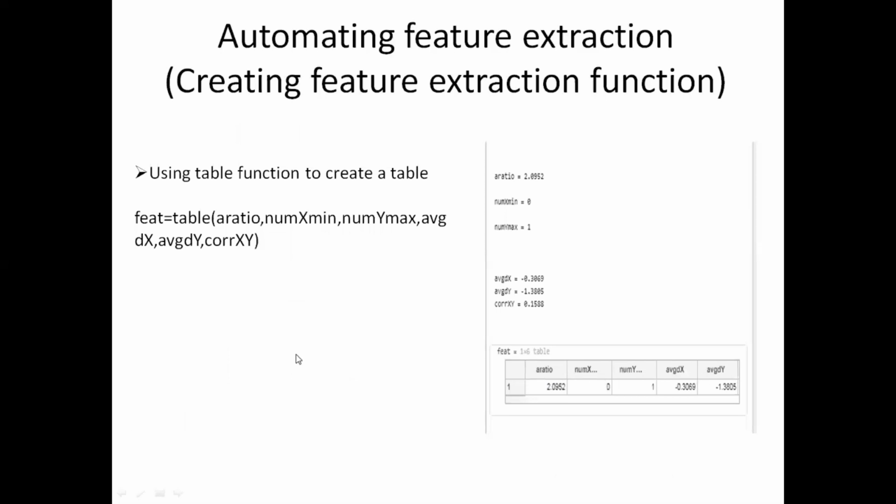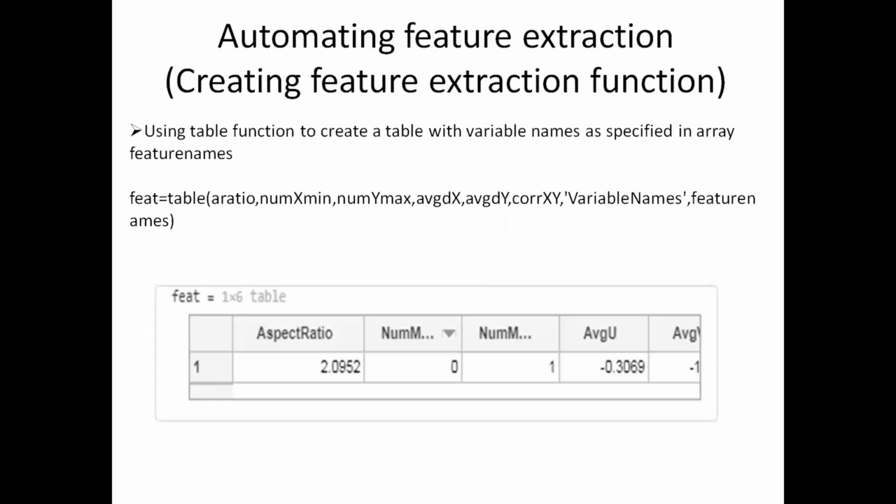To do that, we will include some additional parameters in this particular table command. It is the same table function that we are using again. These are the different values that should go into the table, the 6 values. Then, inside single quotes, I am giving the variable names that are to be taken as the feature names, which are already defined in the previous part of the code.